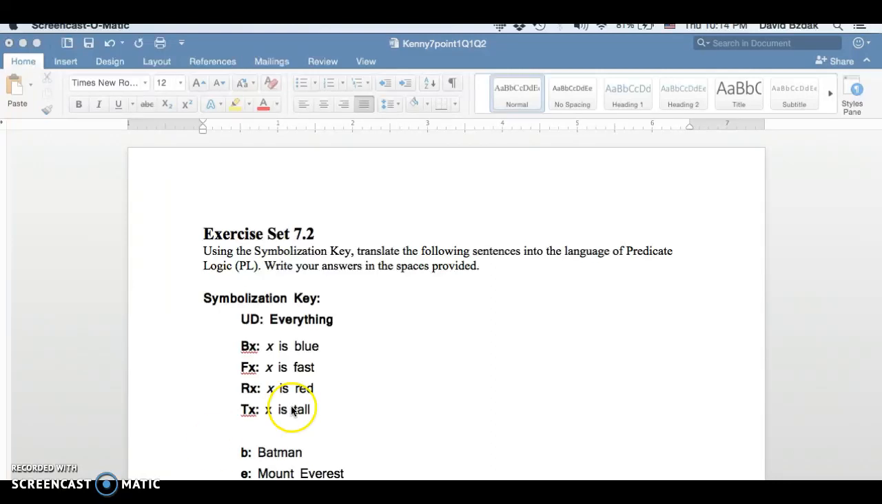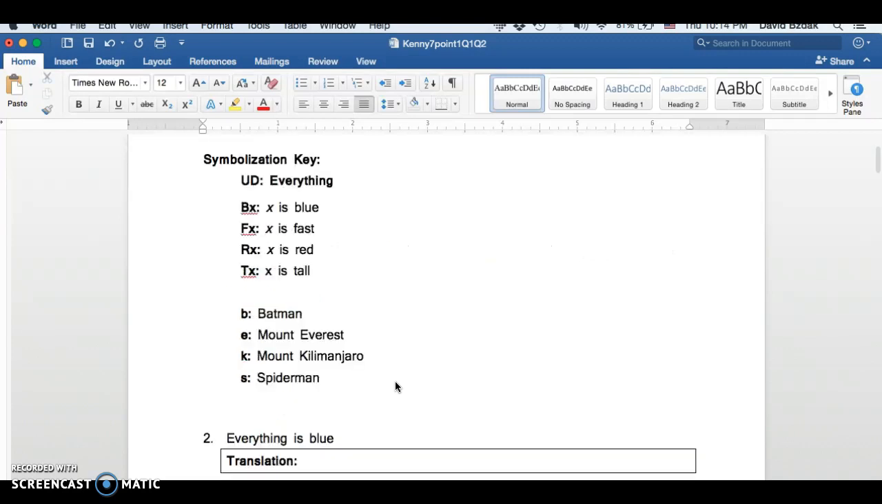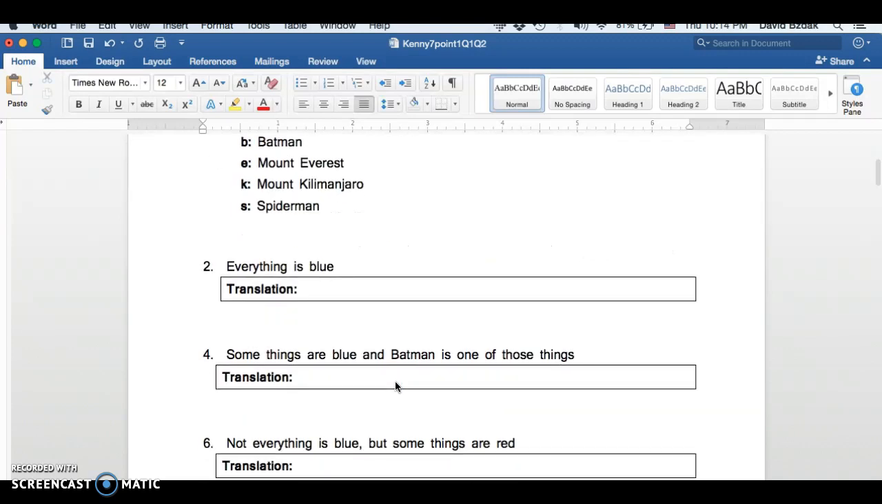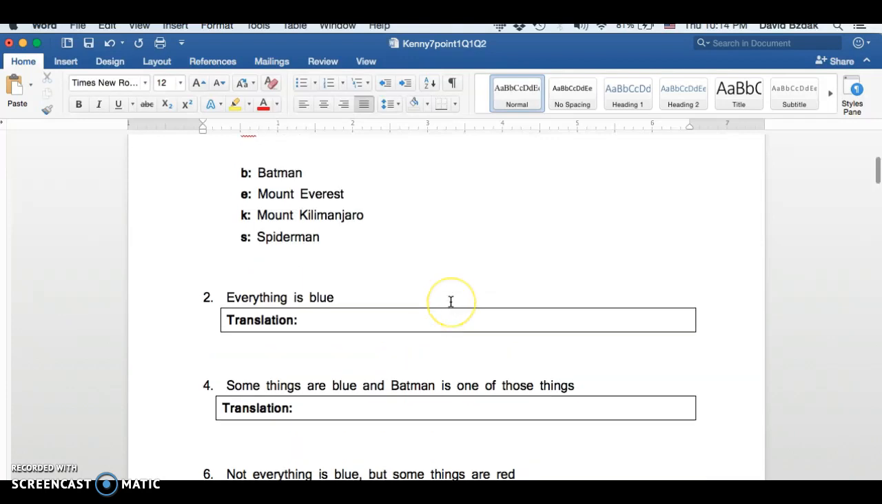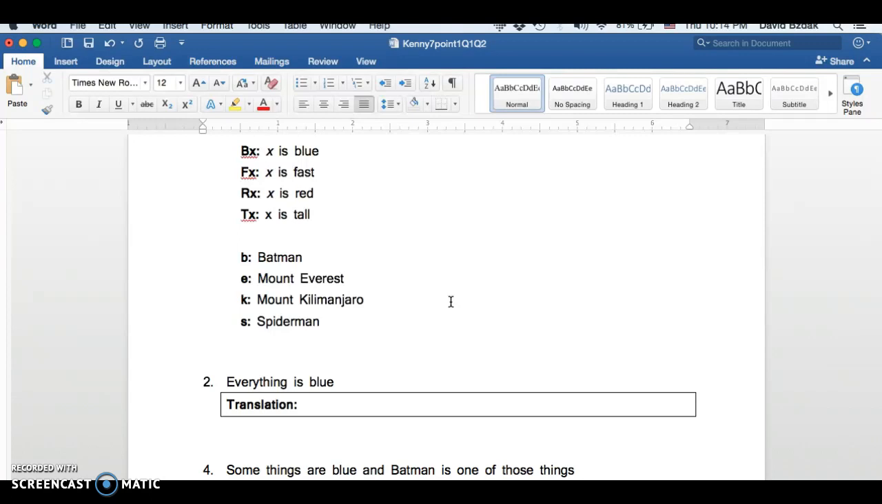Okay, this is exercise 7.2. We'll do some problems from Q1 and Q2. We'll do some even numbered problems since the odd numbered problems are for homework. Now this is the first exercise where we're going to be looking at quantifiers.